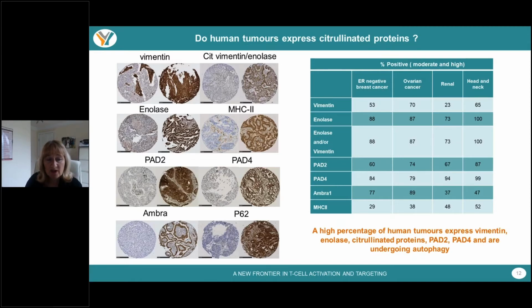They all express pretty much PAD2 and PAD4, and most of them have high levels of autophagy as recognized by AMBRA or P62 staining. So when you're looking at these various tumors, you can see that breast cancer, renal cancer, ovarian cancer, and head and neck cancer potentially all have high levels of the markers that are important in being able to express these citrullinated epitopes.